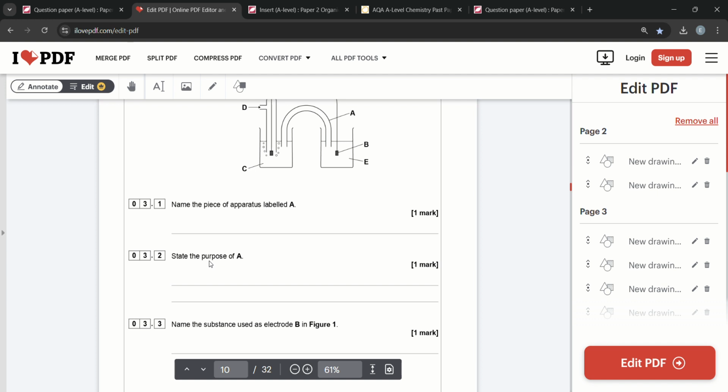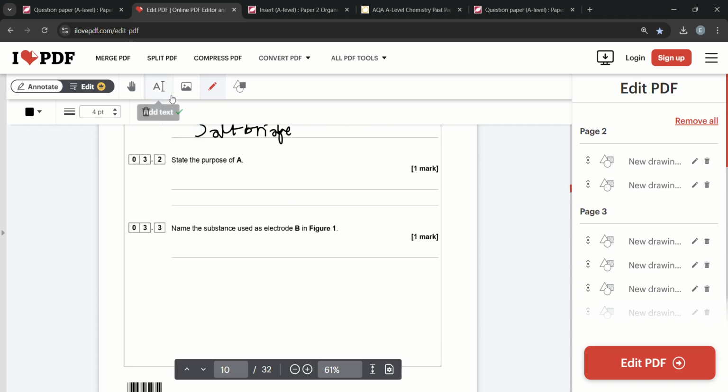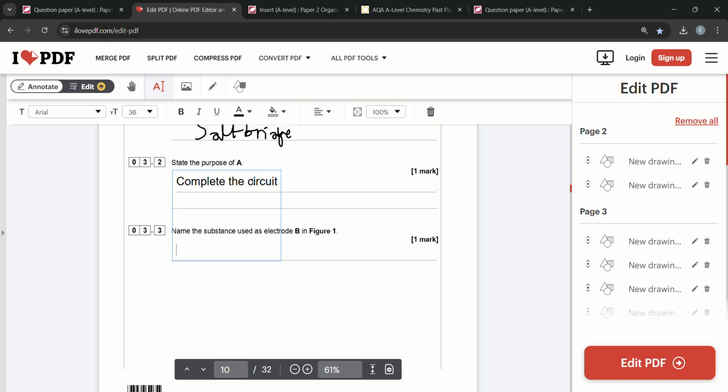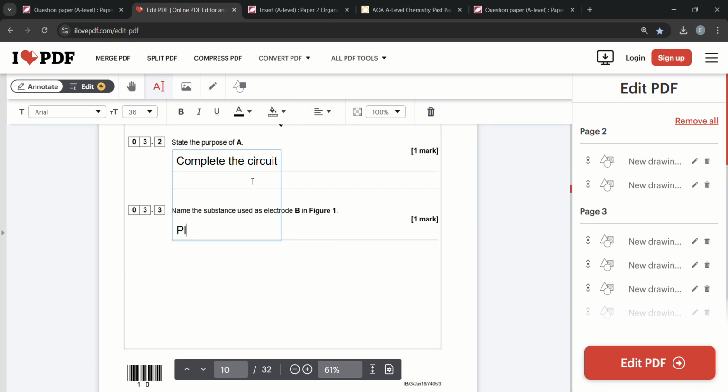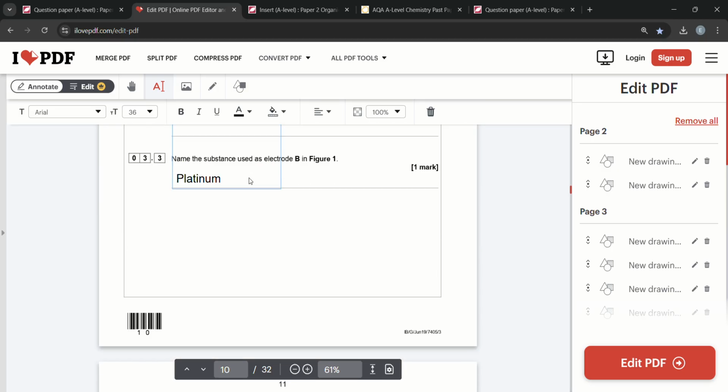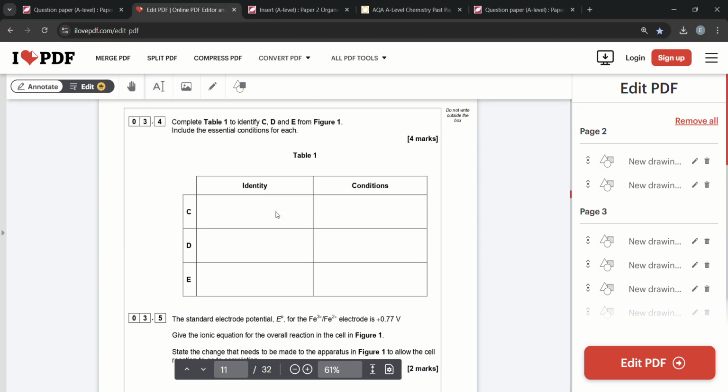Name the piece of apparatus labeled A. Well, in practical, it is a salt bridge. And the purpose of, in this case, the salt bridge, is just to complete the circuit. The substance used as electrode B in figure 1: platinum. Yep, platinum. Complete table 1 to identify C, D, and E from figure 1. Include the essential conditions for each, 4 marks.